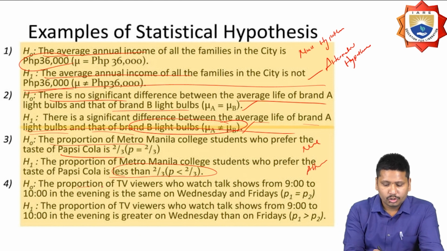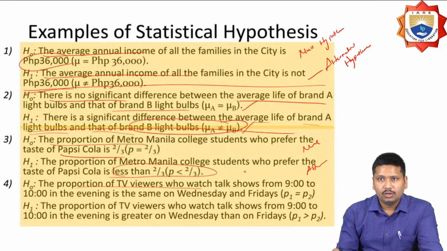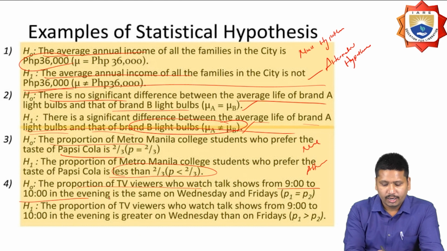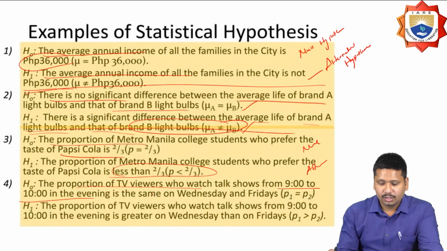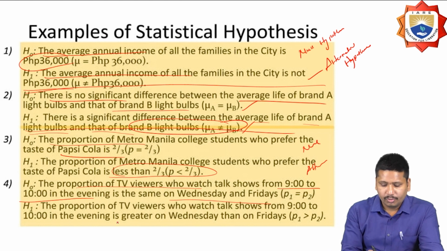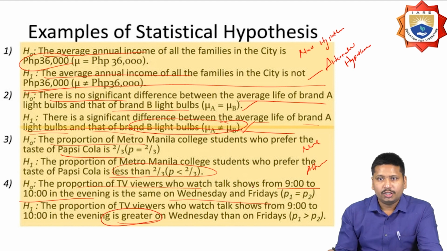And similarly, the proportion of TV viewers who watch talk shows from 9 to 10 in the evening is the same on Wednesdays and Fridays. But the alternative is that it should be greater than this. So the proportion of TV viewers who watch talk shows from 9 to 10 in the evening should be greater than that. So these are some examples of statistical hypothesis for any kind of problem.